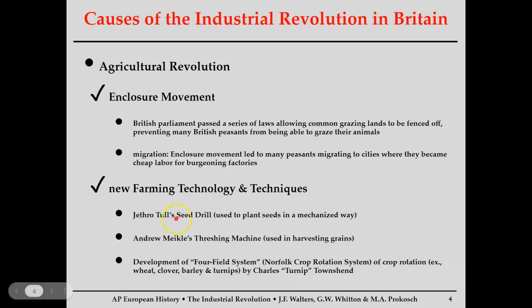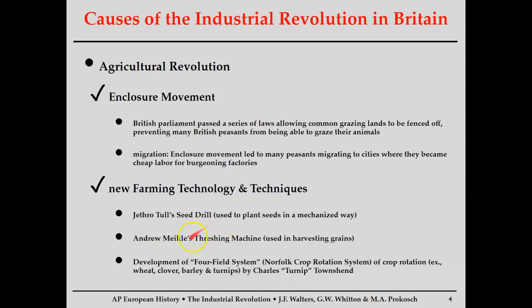My personal favorite out of all of them is the seed drill, invented by a great person, awesome name, Jethro Tull. Be a great name for like a folk band. So the seed drill essentially mechanizes the process of planting seeds. It's a wooden mechanical structure pulled by a horse. And in one motion, the seed drill will drill a hole for the seed, plant the seed, and then cover up that hole with dirt, allowing for a much more efficient planting process.